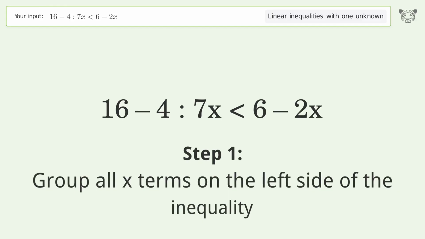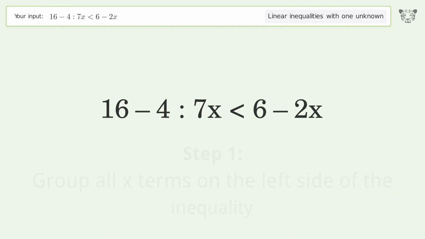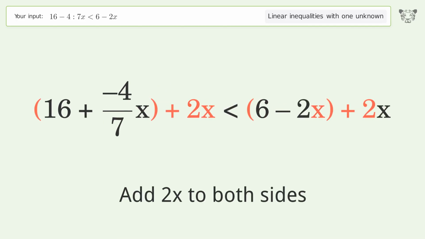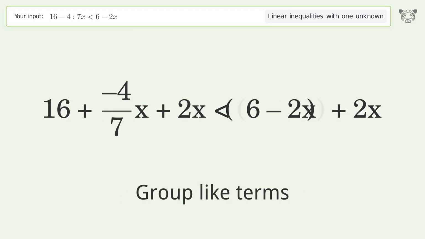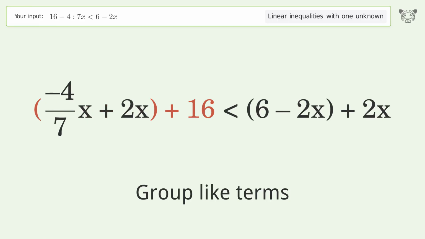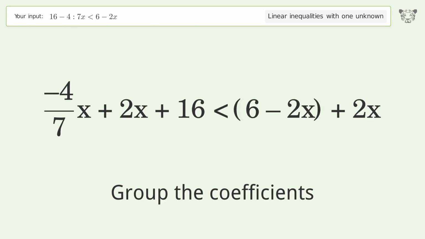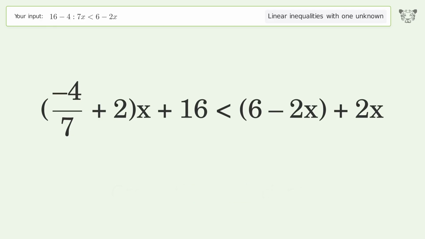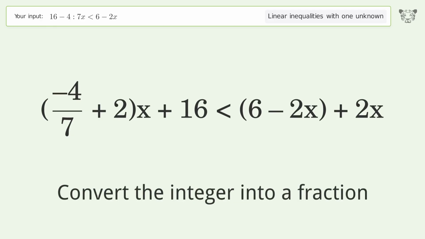Group all x terms on the left side of the inequality. Add 2x to both sides. Group like terms. Group the coefficients. Convert the integer into a fraction.